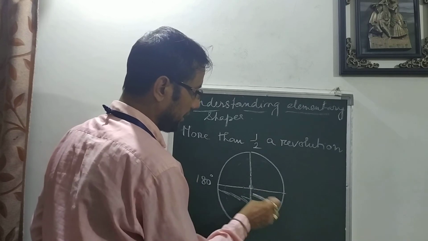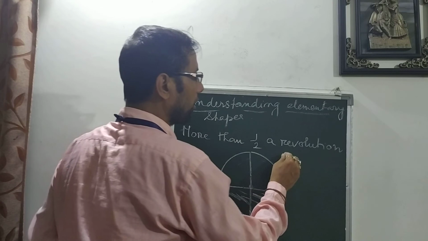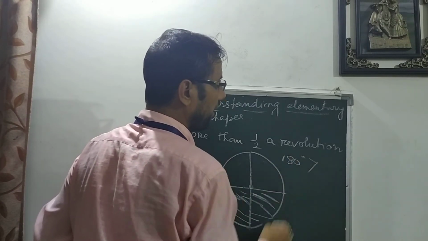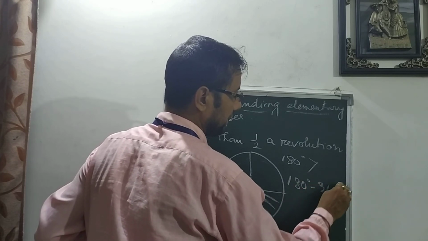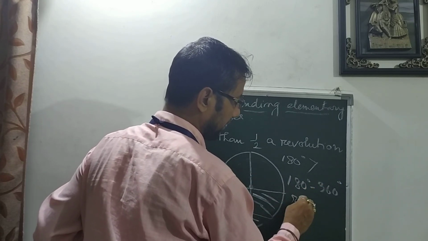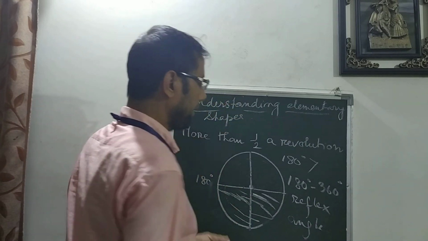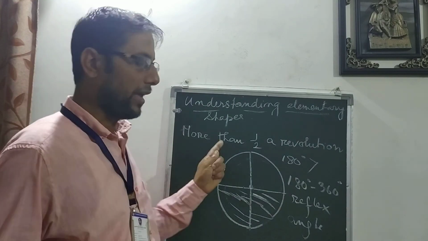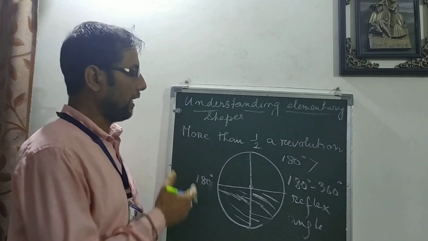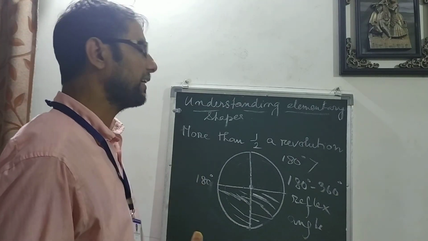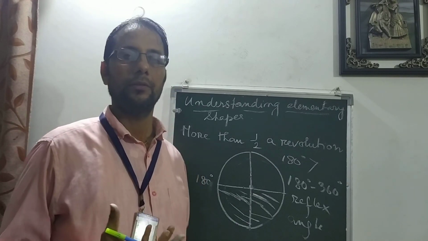But it's not till here. It will occupy this area. It means more than half, that means it is more than 180 degree. It means the angle will lie between 180 degree and 360 degree. So it is a reflex angle. So students, more than half a revolution, we can say it is a reflex angle. So students, these are the names of the angles: acute angle, obtuse angle, reflex angle.